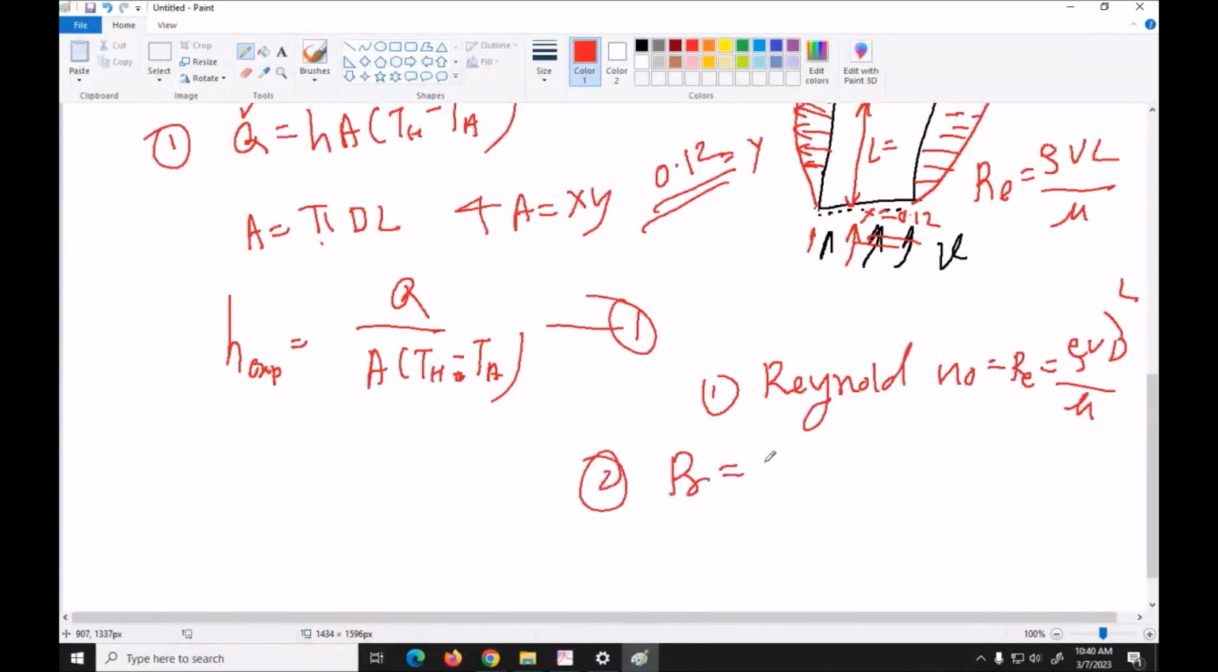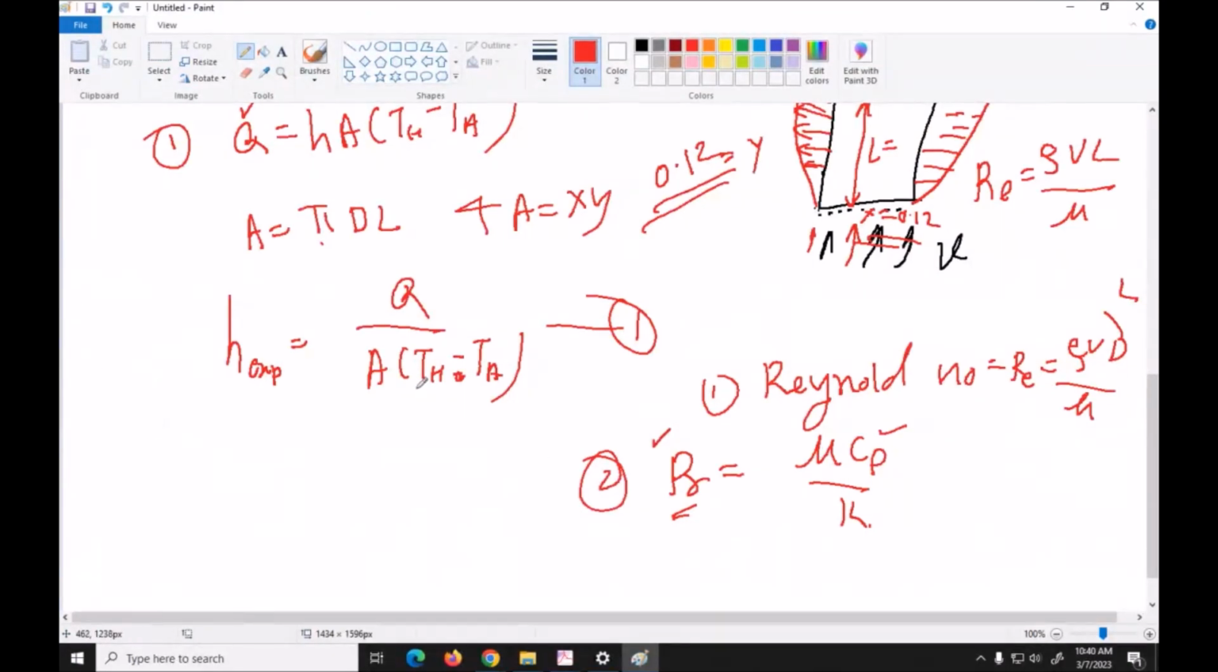Number 2 is a Prandtl number. Again, it is a property, mu Cp by K. All these are properties, hence this is a property. So this Prandtl number may be available in the table. If it is not available, we can take Cp, mu, and K and find out the Prandtl number.